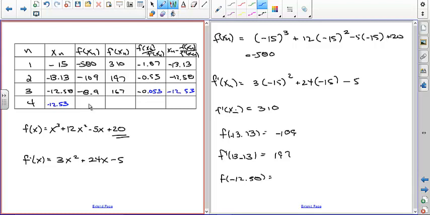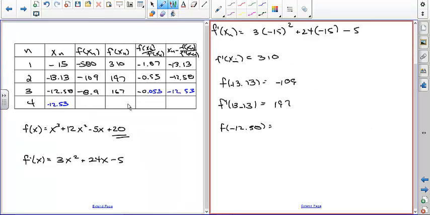You don't have to just do trial and error and guess. It initially didn't look that hopeful, because these numbers are huge. f(x) was negative 580, but the next time it was 109, and the next time it was negative 8.9. What we're trying to do is get to 0. So let's go ahead and do one more time. Next we'll take f of negative 12.53 and see what that is.